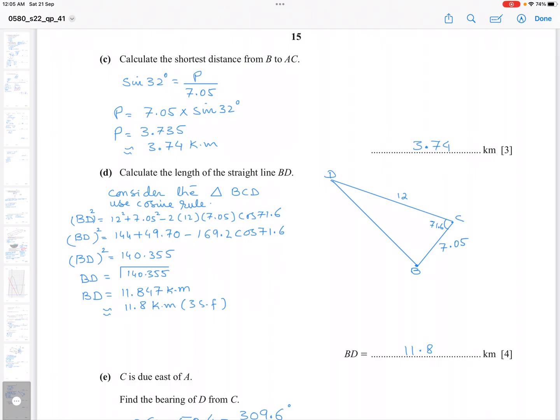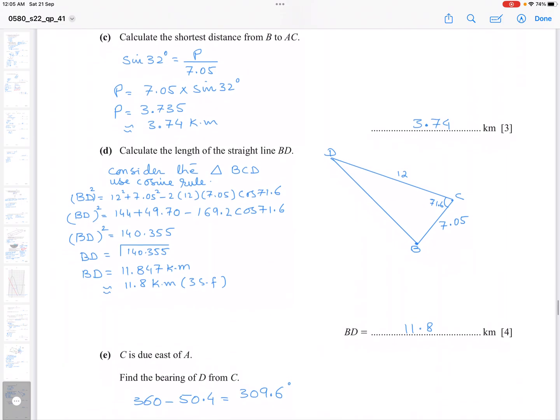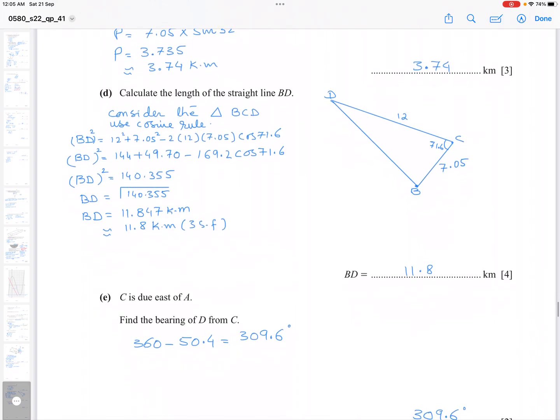So we have angle C, the addition of those two angles, and it becomes 71.6, and we have length BC, we have length DC, so this becomes included angle triangle. Again we will use cosine rule to find the length of the straight line BD. So BD square equals 12 square plus 7.05 square minus 2 into 12 into 7.05 cos of 71.6. Solve it with the help of your calculator. You get the length BD 11.8.